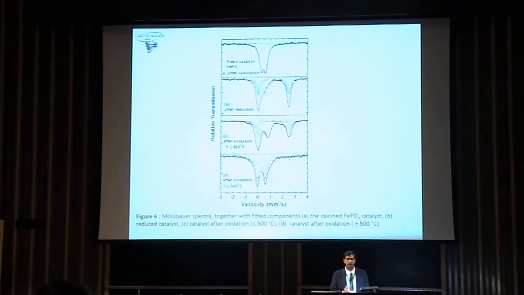One is the fresh iron phosphate that is calcined and unused, and the second batch is the one after reduction with hydrogen, and the third one is oxidized at a lower temperature, that is oxidizing the reduced catalyst below 500 degrees, and oxidizing the reduced catalyst above 550 degrees. As you can see in the Mössbauer spectra, the four different types of catalysts show totally different patterns, which gives more insight into what's happening in the phase transformation of these catalysts.